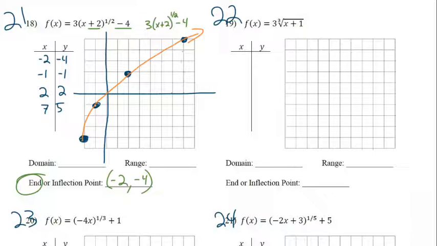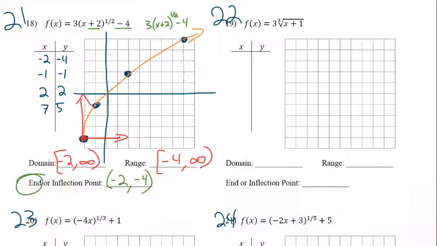And last but not least for this one, for your domain and range, remember your domain is your x values, your range is your y values. For your x, it starts here at this endpoint and moves to the right. So that's at -2 and goes to infinity. Your range starts here at -4 and goes up. So that goes from -4 to infinity. And always remember to put them in numerical order.